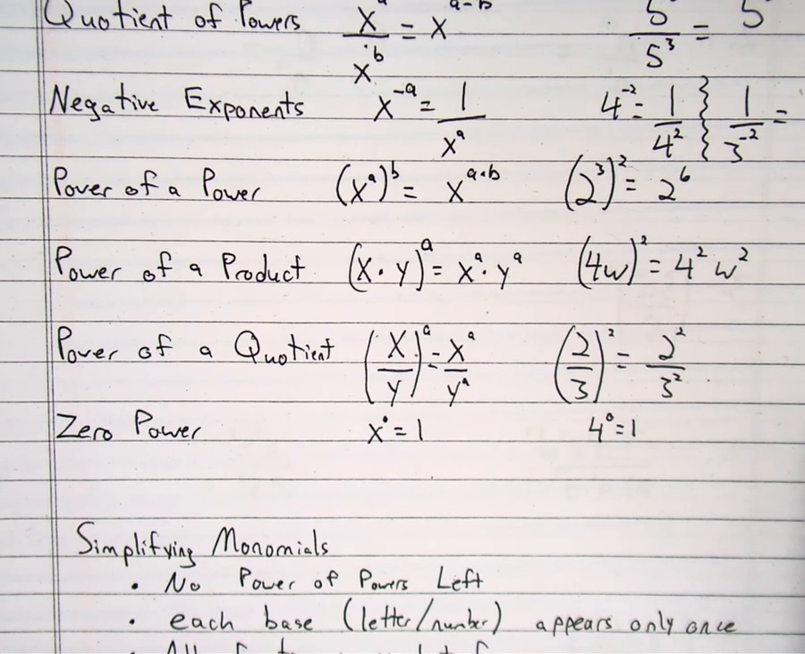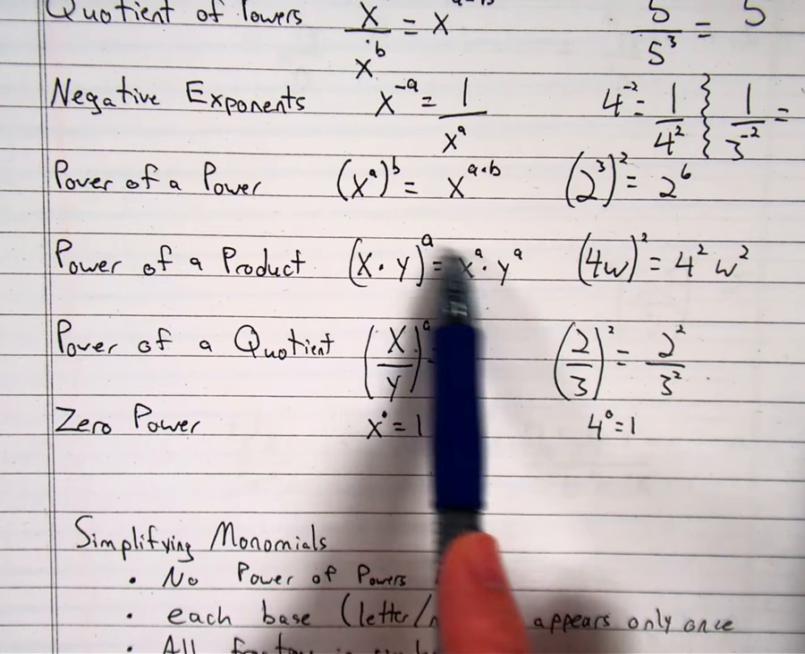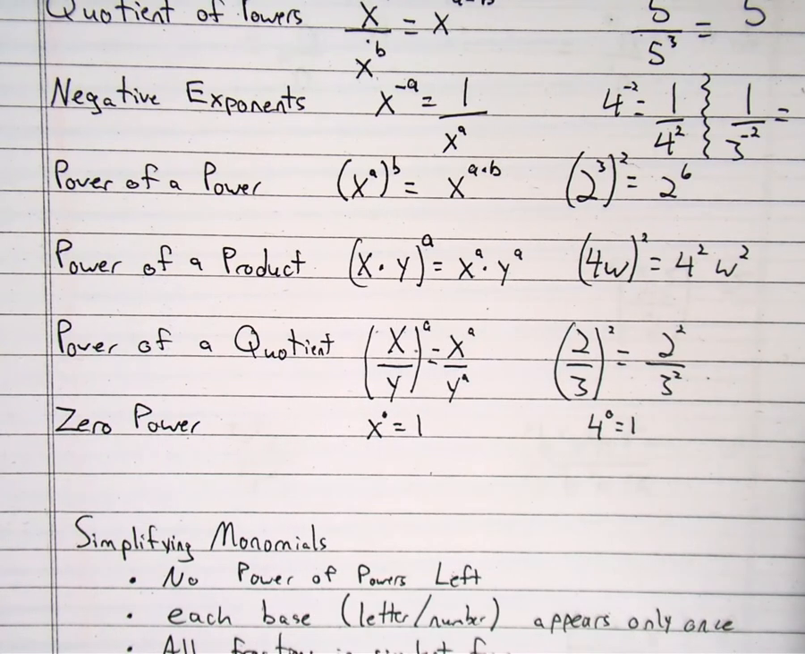Power of a product. x times y in parentheses to the a power. You can distribute when it's multiplication. When it's multiplication through the whole inside, then you can distribute the power to the pieces that are inside. So 4w squared would be 4 squared times w squared, or 16w squared.